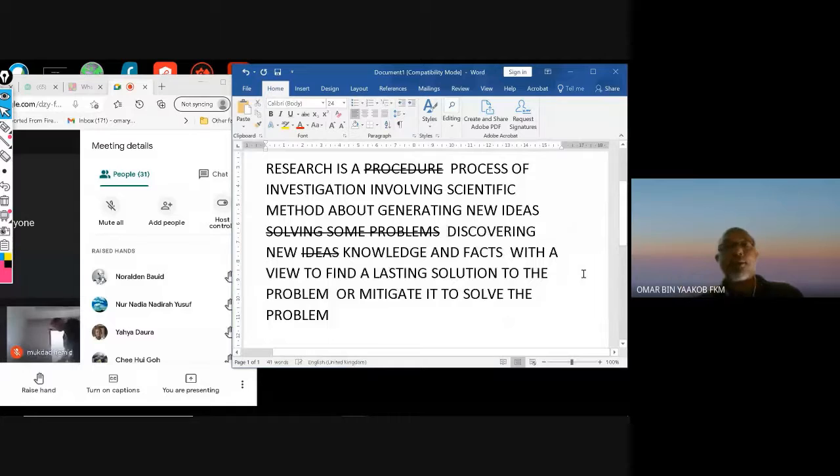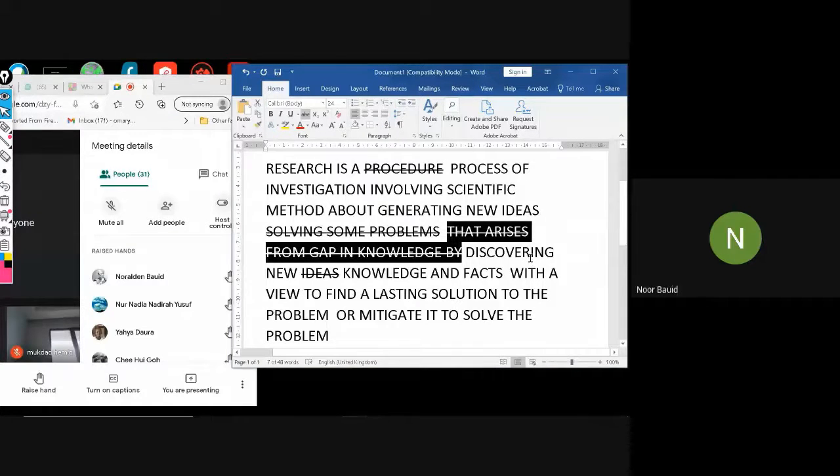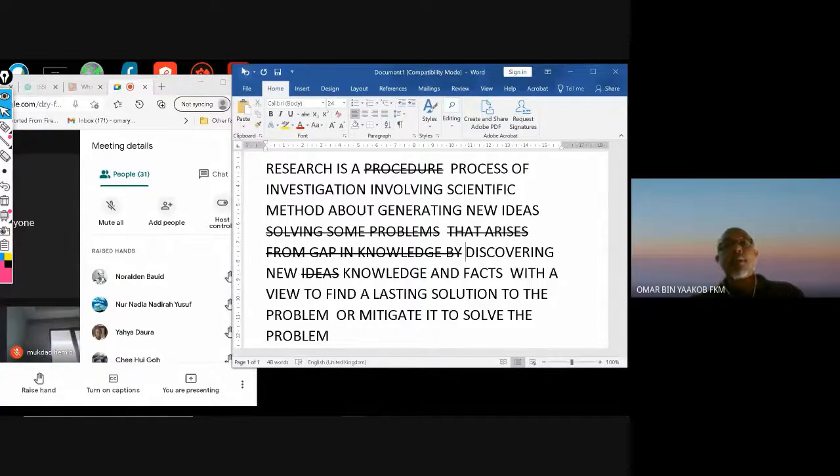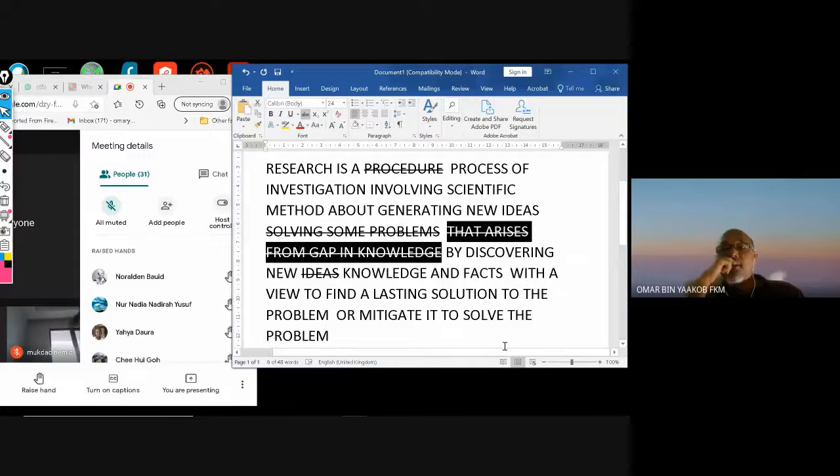I just put that. Oh, sorry, I should not do that. I should put this one. Okay. About generating new ideas by discovering. Oh, yeah, this by is there. Sorry for the person who wrote this comment. Okay. Thank you. About generating new ideas by discovering new knowledge and facts with a view to finding a lasting solution to the problem or mitigate it. Okay, still very long. Who else has raised your hands?